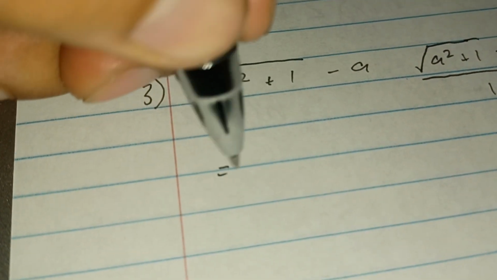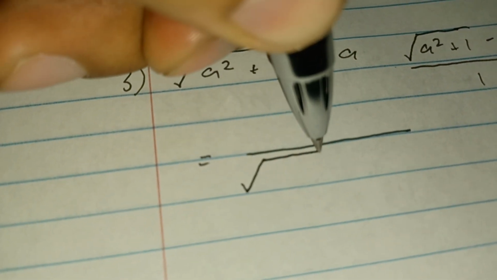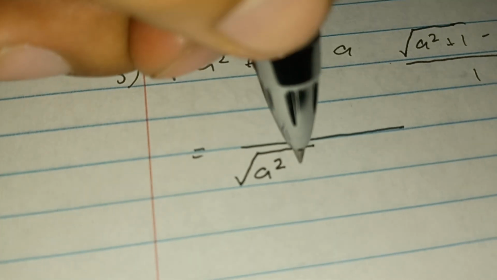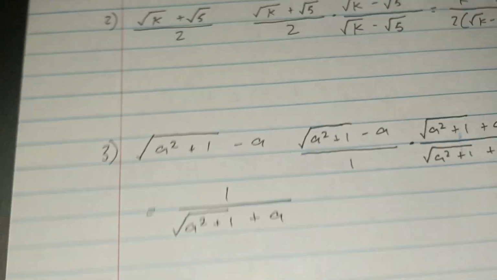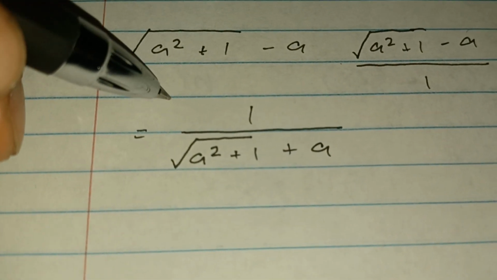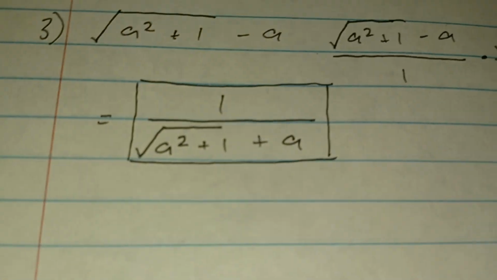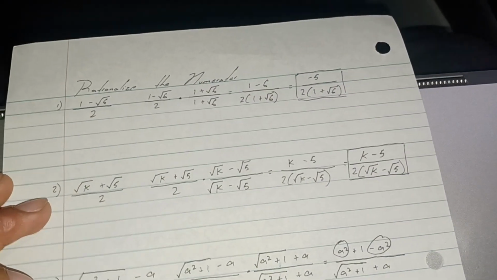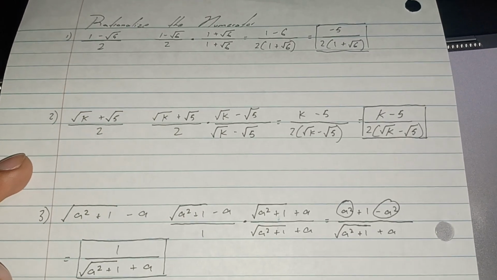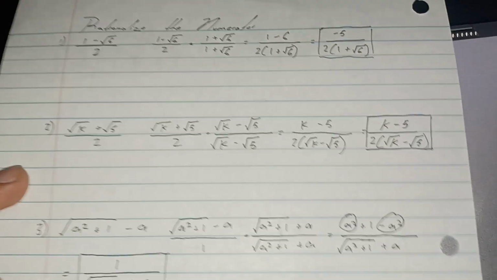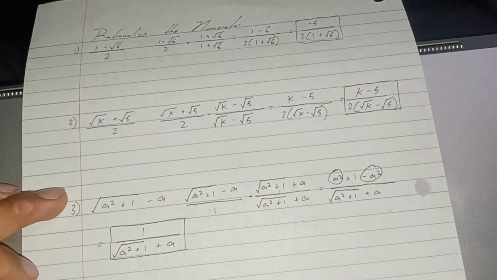So in turn, this is going to give us 1 over the square root of a squared plus 1 plus a. That looks pretty good. So let's go ahead and box in our answer. And that is it. Basically, that's how you rationalize a numerator. This is an important skill to keep fresh. When you go into calculus, you're more than likely going to be using this. You definitely are going to be using this. So that's a good skill to have for algebra. That's pretty much it.